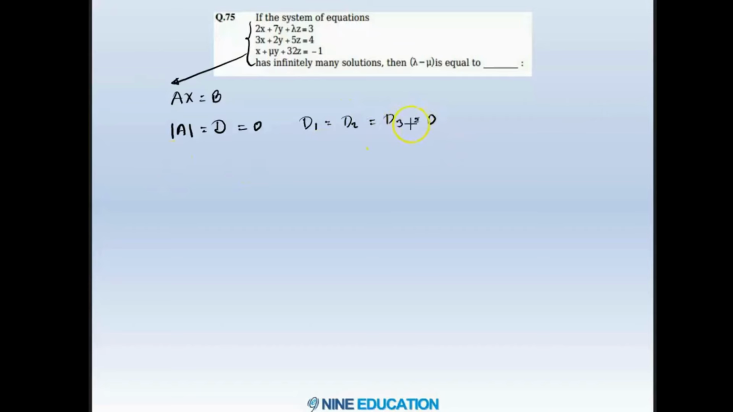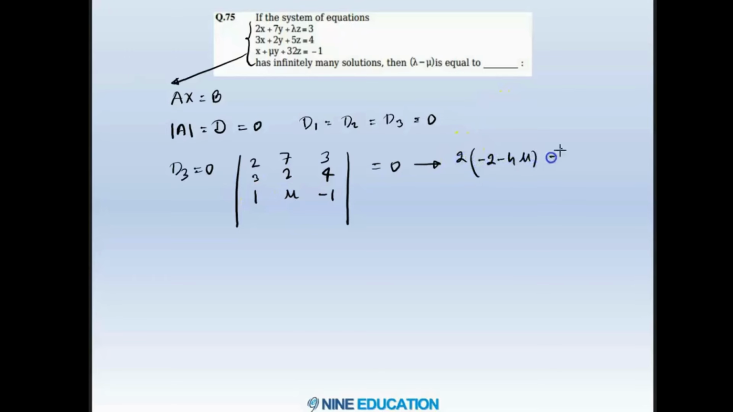So let's take D3, because we want to find first of all out of lambda and mu one value at least, and then we can go for the other. So I'm taking D3 is equal to 0. So we will be getting 2, 3, 1 and 7, 2 mu, then lambda 5, 32. This is basically determinant D. But for D3, I need to replace the third column with 3, 4, minus 1. Okay, so that we get mu value at least in the beginning, and then we can go for lambda value. So this will give us 2 times of minus 2 minus 4 mu, then minus 7 times of minus 3 minus 4, and then plus 3 times 3 mu minus 2 equal to 0.